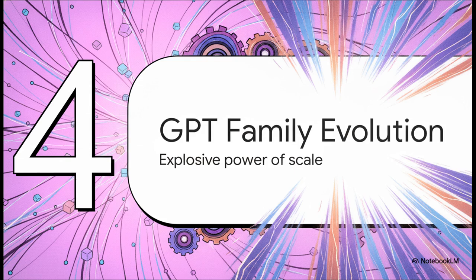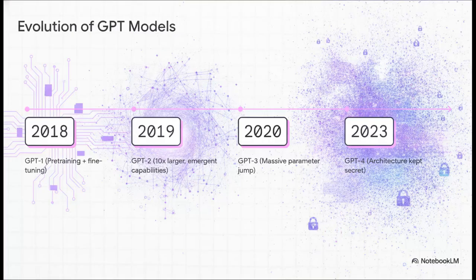Which brings us to our final section: the GPT family evolution and the explosive power of scaling. So we have the tokens, we've got the embeddings, and we have this incredibly fast parallel processing engine. What happens when you push that to the limit? Well, in 2018, OpenAI released GPT-1. It was a basic decoder-only transformer, and it was trained to just simply predict the next token.